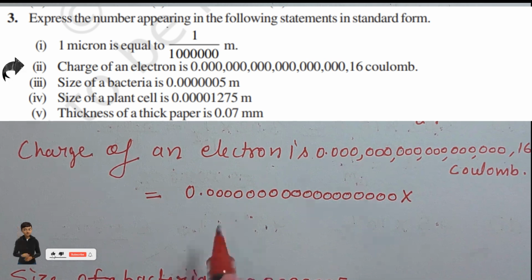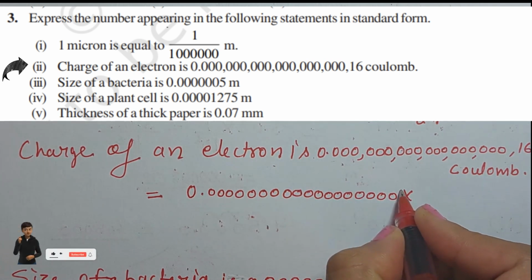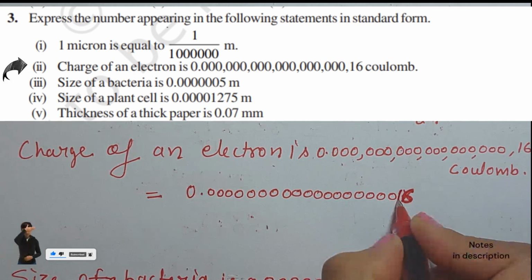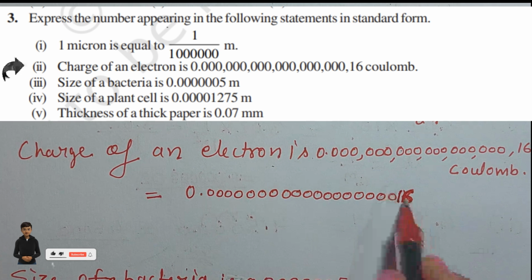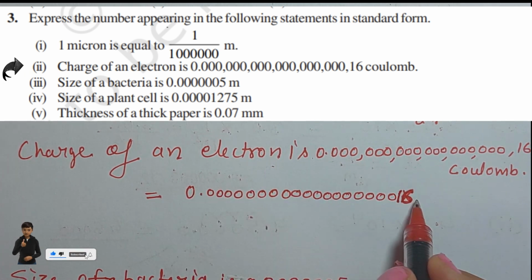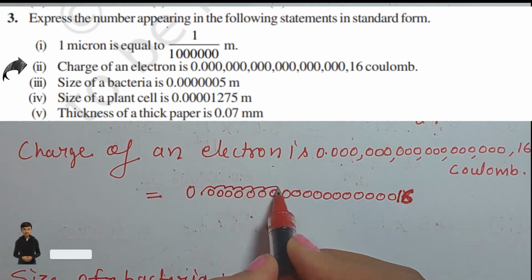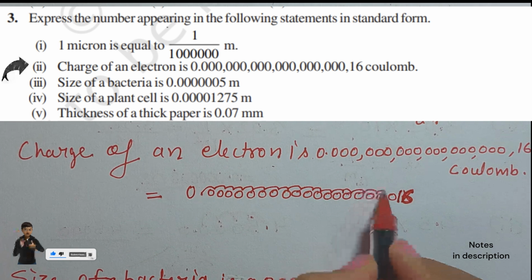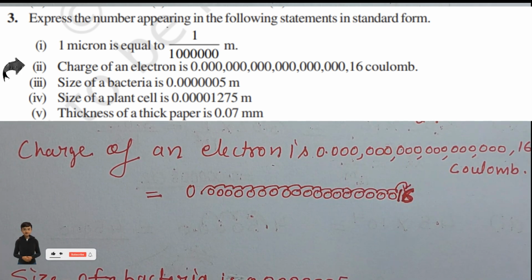Now, if you remove this, 1, 6 is also here. Okay, this is 1, 6 coulomb. Now we will shift this decimal point this side. In how many steps will it come? 1, 2, 3, 4, 5, 6, 7, 8, 9, 10, 11, 12, 13, 14, 15, 16, 17, 18, 19. It will come in 19 steps.